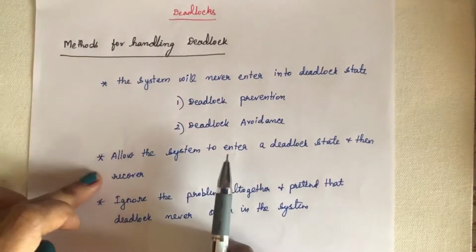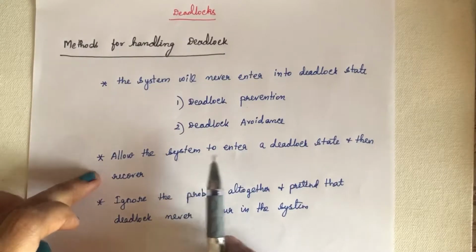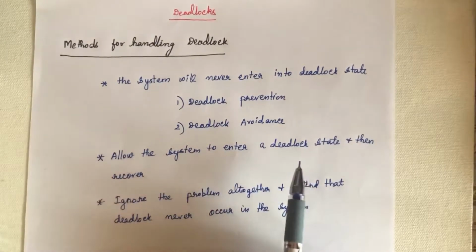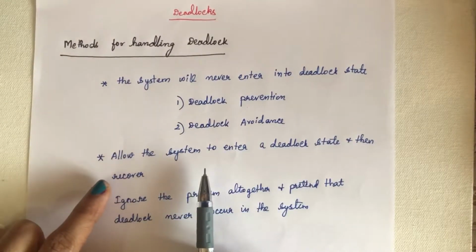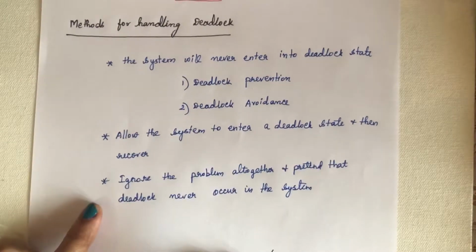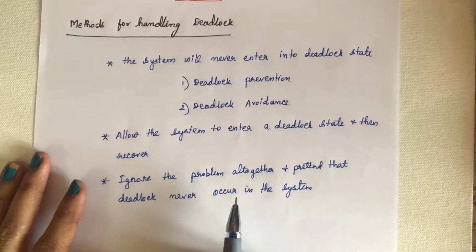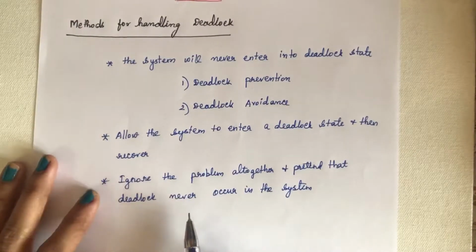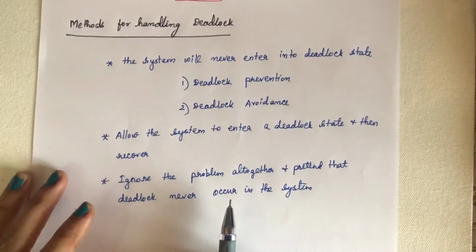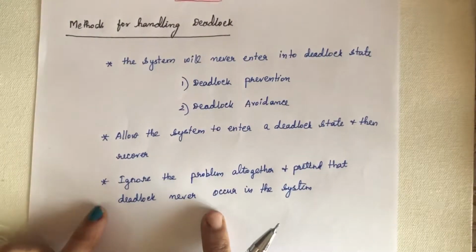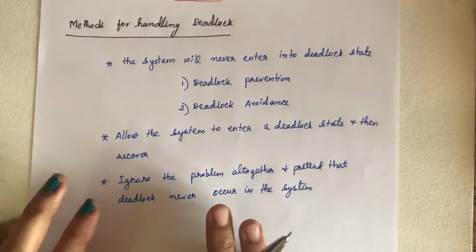The second method is that we can allow the system to enter into the deadlock and then recover from it. That is the second way of handling the deadlock. And third is to ignore the problem altogether and pretend that deadlock never occurs in the system. This third solution is the one which is used in many operating systems like Windows and Unix. So it is up to the application programmer to write programs to handle the deadlock.